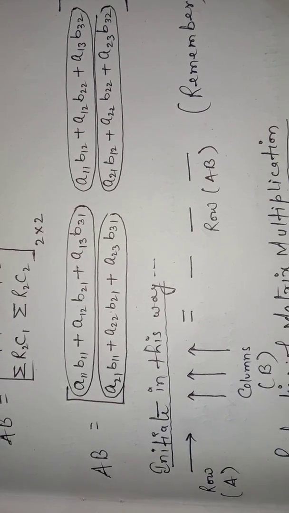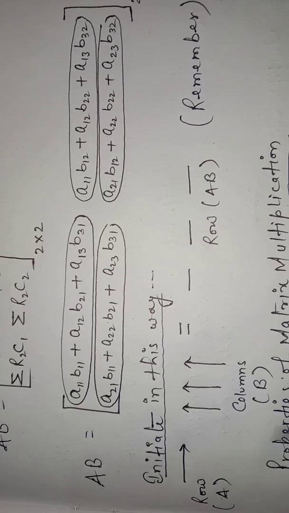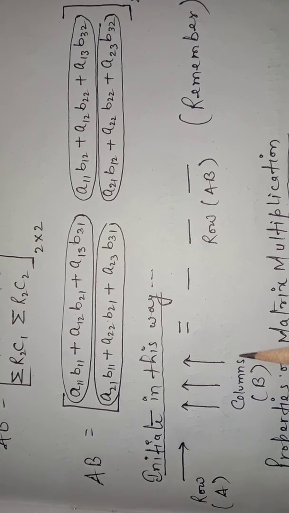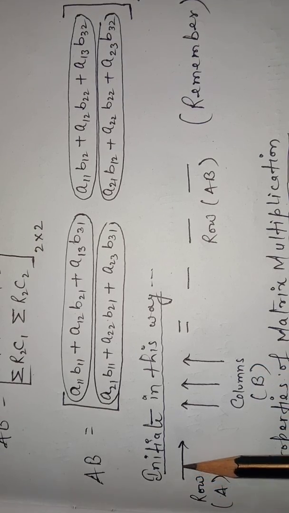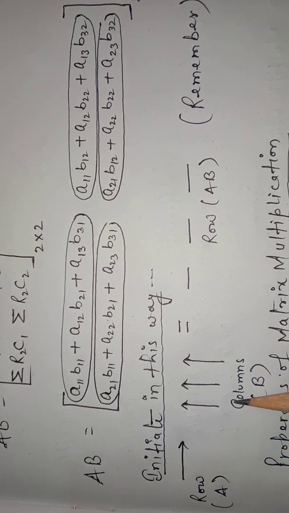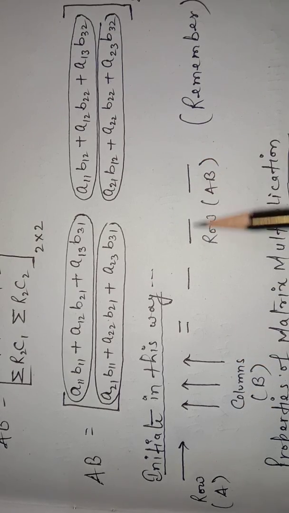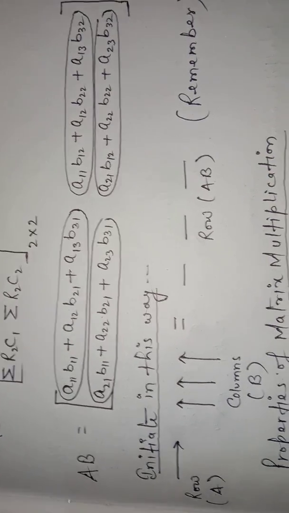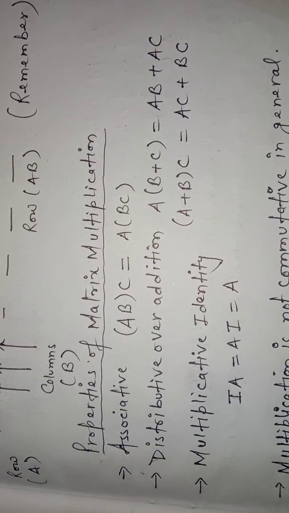And I have made a small chart. This is the row of the first matrix and these are the columns of the second. So you must remember this technique: we will take a row of A and all the columns of B and we will form a row. This row will be of matrix AB. Right, now come to the properties of multiplication, which is very important.